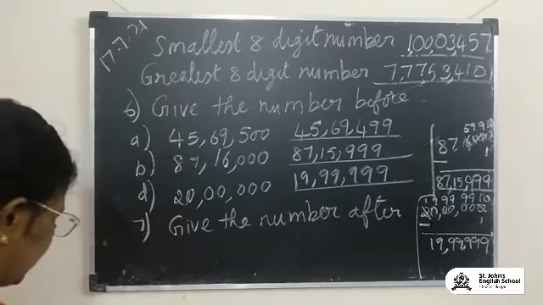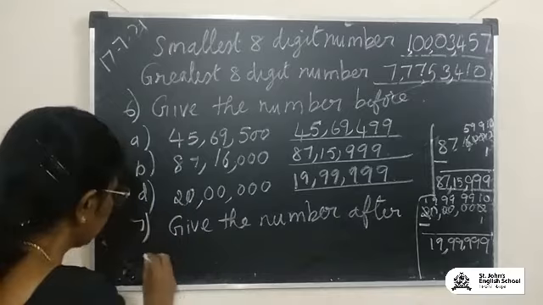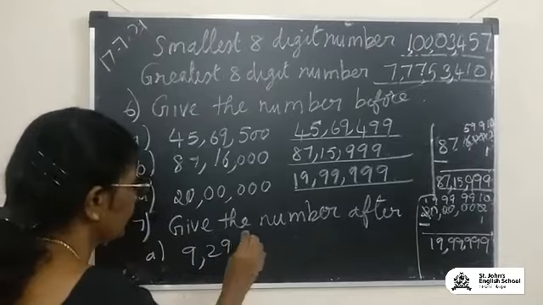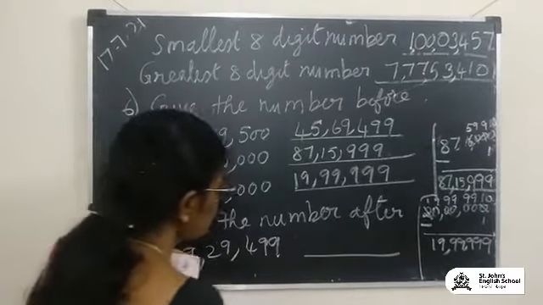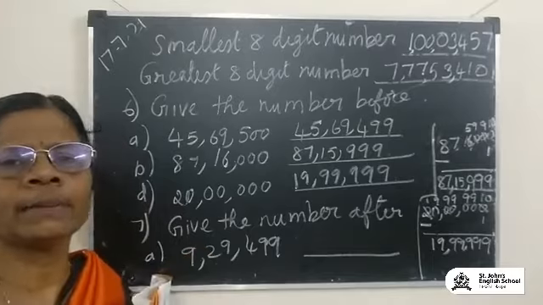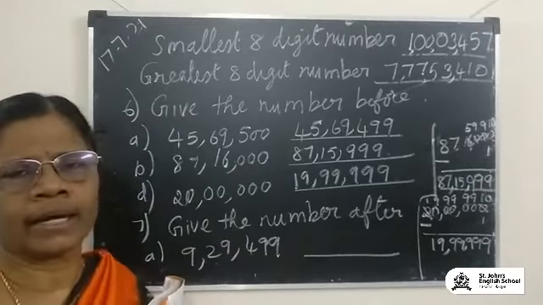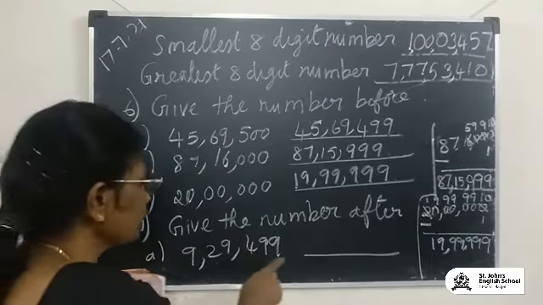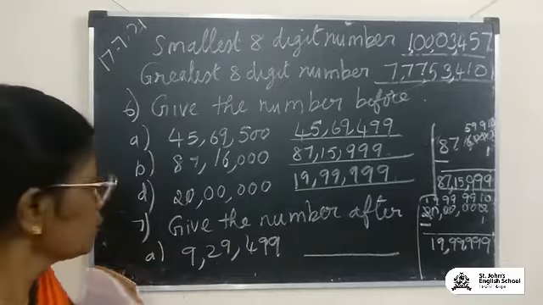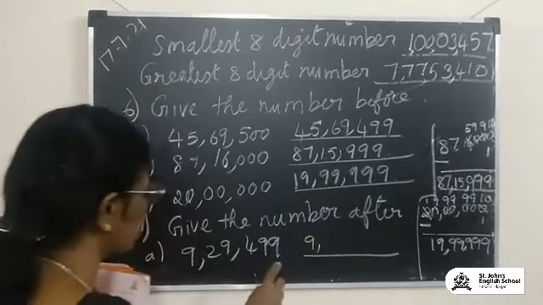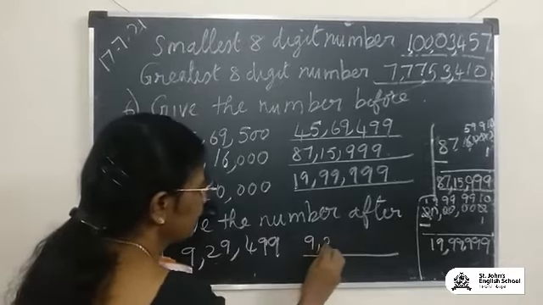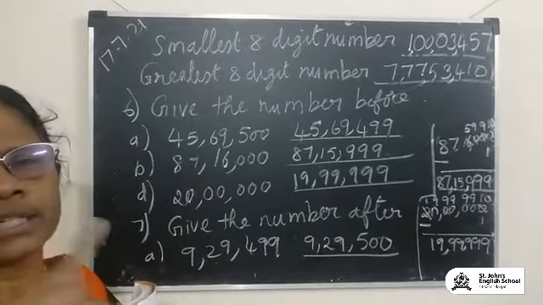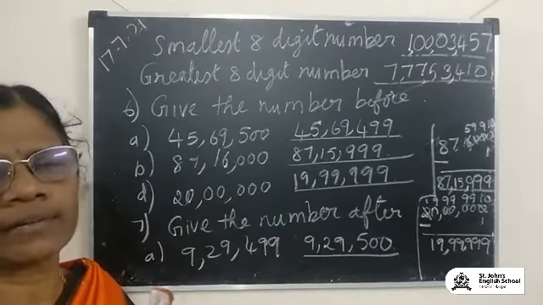For example, I will give the number after 9 lakhs 29,499. Children, after 499, what number will come? It will become 500. When you write 1, 2, 3, 4 like this up to 100 numbers, after 499 what will you write? 500. So the next number is going to be 9 lakhs 29,500, the other places will not change. Because you know after 499 comes 500, you can write straight away like that.